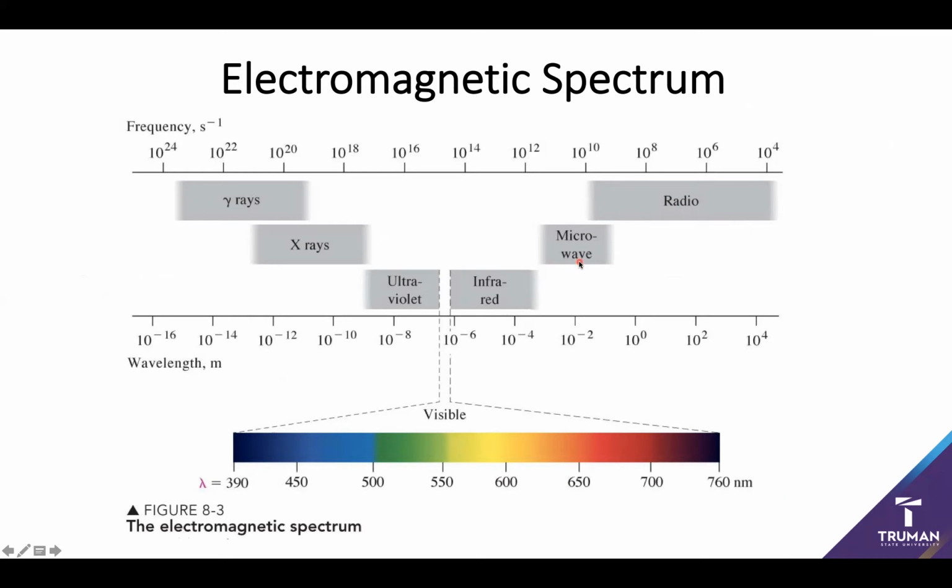And yes, I'm talking about the microwave you use to cook your food. It tends to have a radiation frequency of about 2,500 megahertz, which means it has a wavelength of about 18 centimeters.